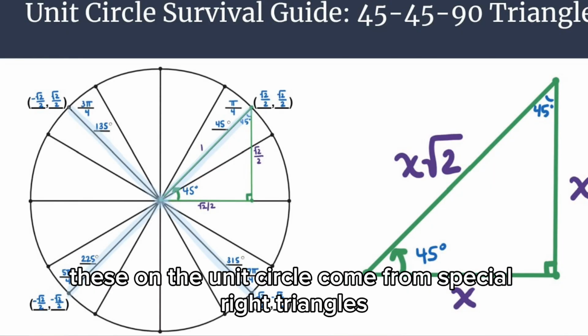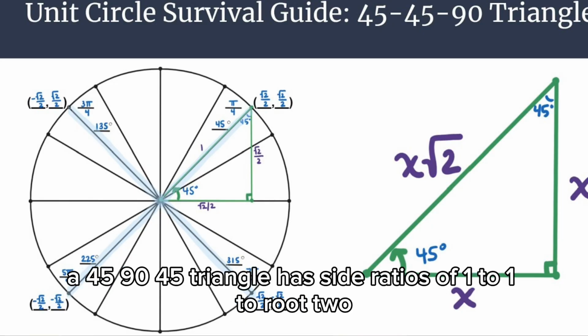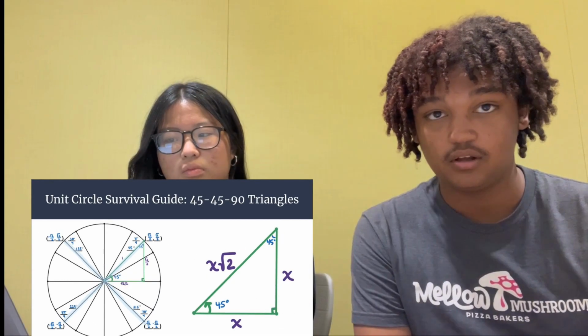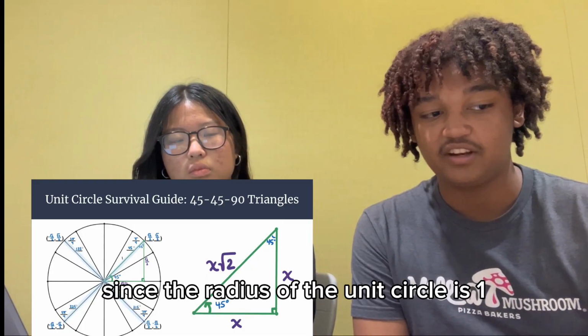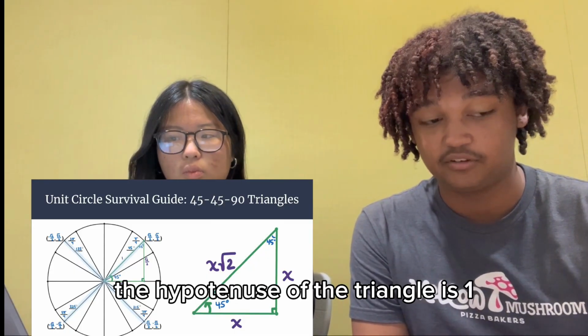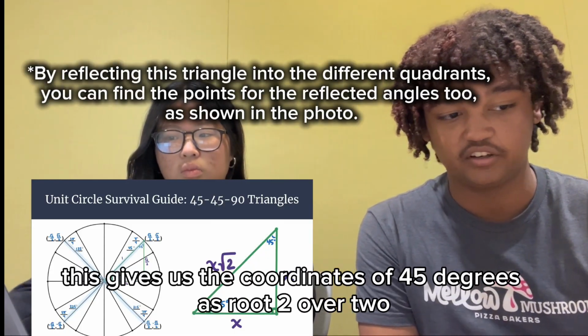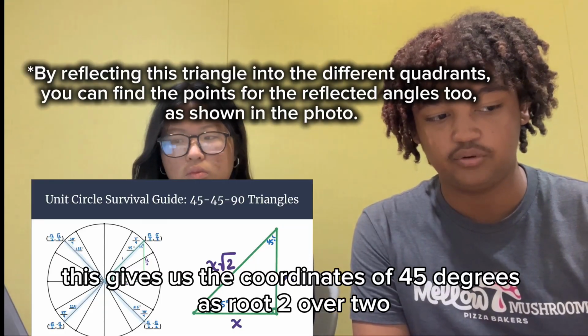Coordinates on the unit circle come from special right triangles. A 45, 90, 45 triangle has side ratios of 1 to 1 to root 2. Since the radius of the unit circle is 1, the hypotenuse of the triangle is 1. This gives us the coordinates for 45 degrees as root 2 over 2 and root 2 over 2.